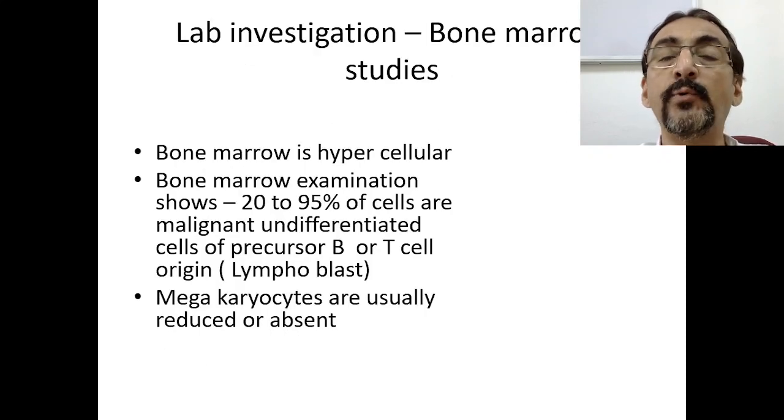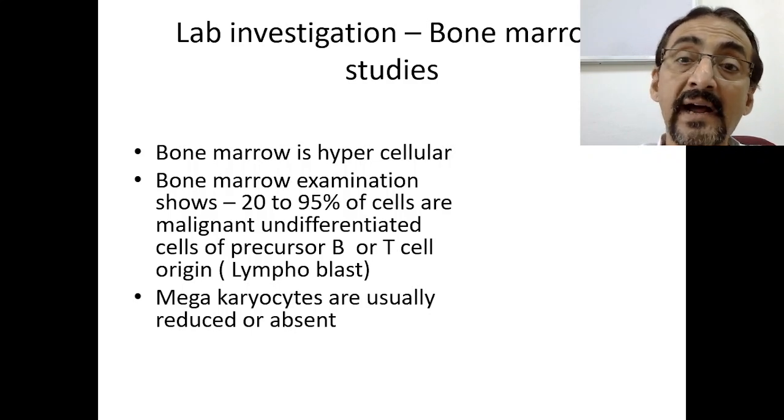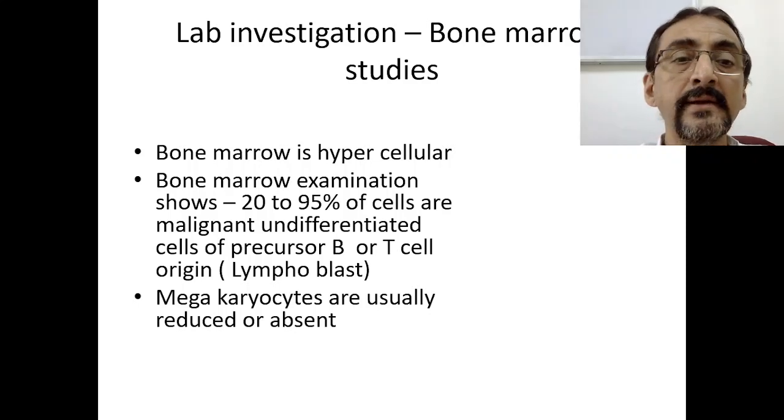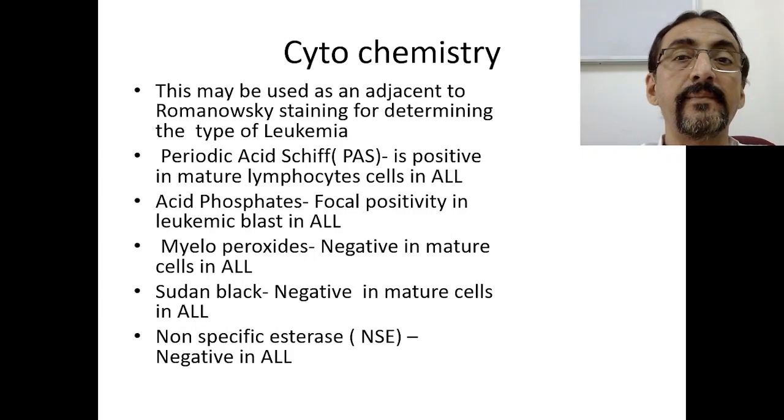Lab investigation, bone marrow studies are important. Bone marrow is hypercellular and bone marrow examination shows 20 to 90% of the cells are malignant, undifferentiated, immature cells of precursor B or T cell origin, that is lymphoblasts, and megakaryocytes are usually reduced or absent.